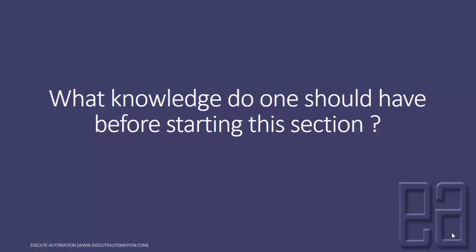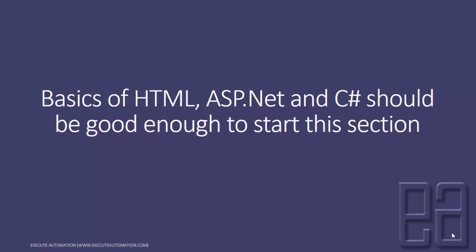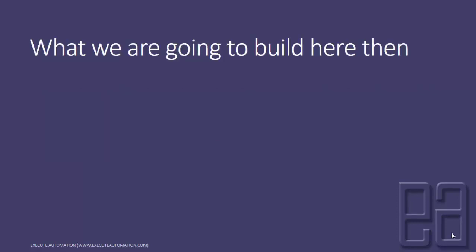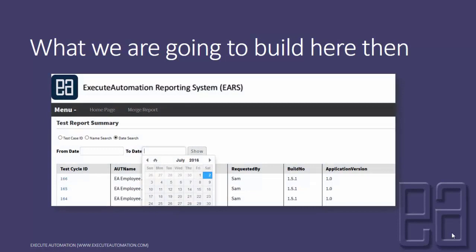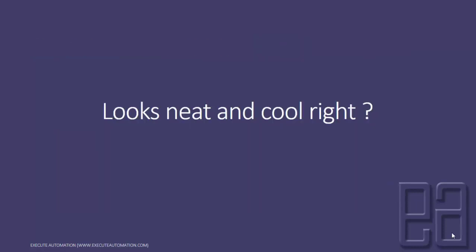What knowledge should one have before starting this section? Well, basics of HTML, ASP.NET and C# should be good enough to start this section, but you will also require some of the advanced concepts of understanding how the DOM is being rendered. So what we are going to build here is this, the Execute Automation reporting system UI, and this will be getting data from the backend that we have created in our previous video. Looks neat and cool, right?